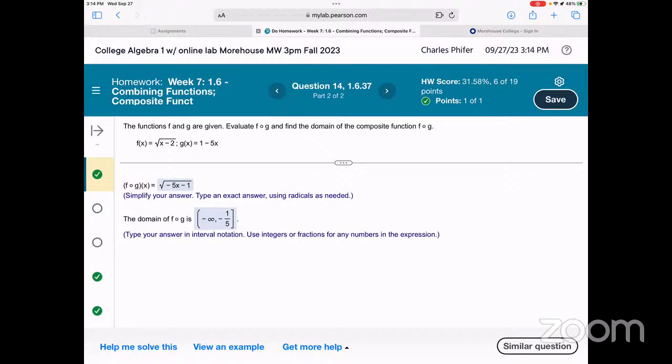Because we can take the square root of 0, it is defined when the radicand is 0. So that means we can be equal to this number.